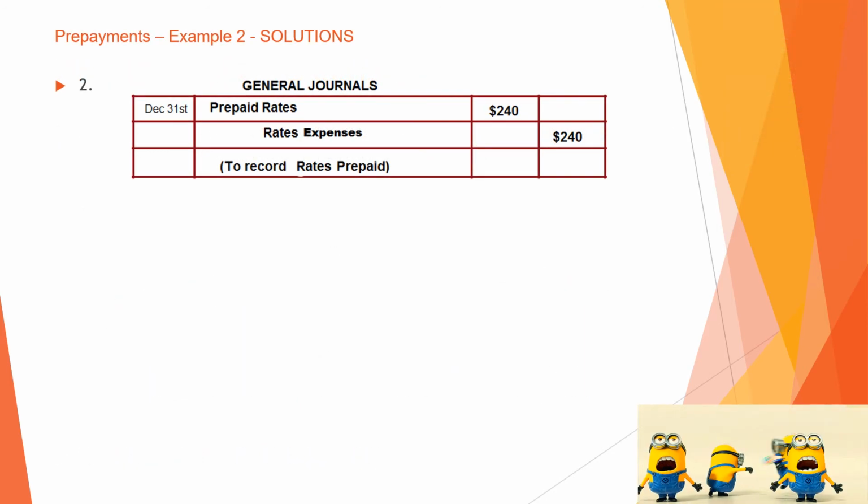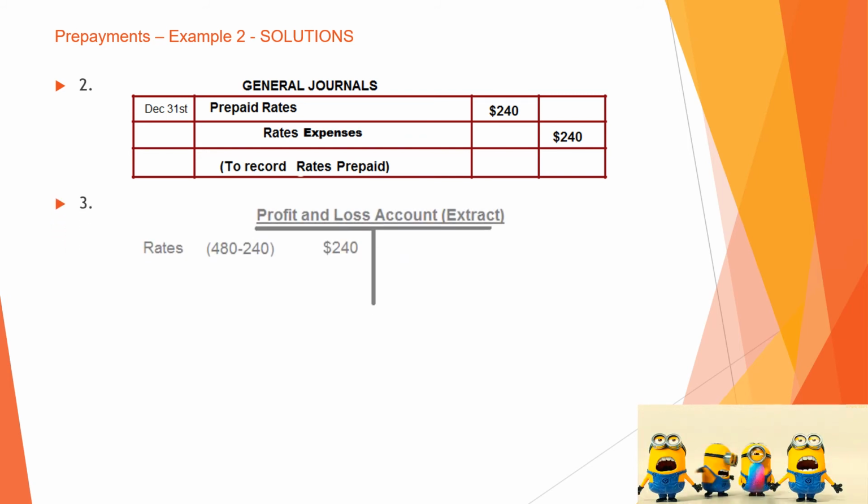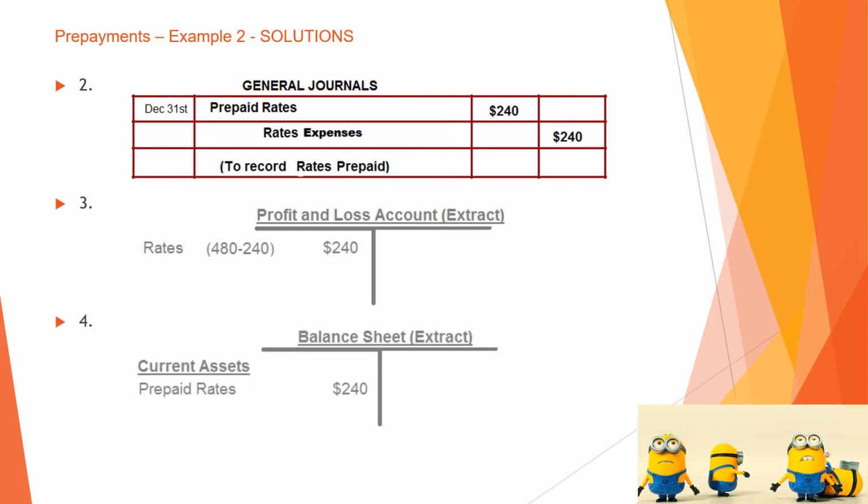Now the general journal entries, like we have seen before: we debit the prepaid expenses, in this case prepaid rate $240, because it's a current asset, and we credit the expenses $240 because it will be deducted from the expenses that was paid during the year. And we will see that on the profit and loss. We see that rate $480 subtract $240, and the balance sheet current asset prepaid rate is $240.